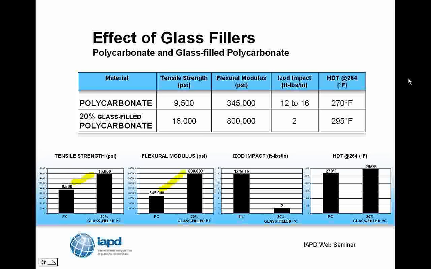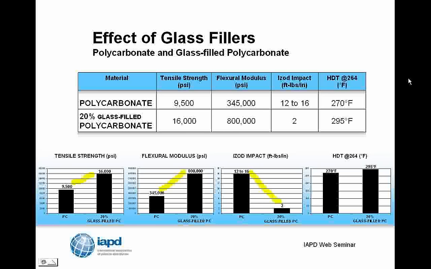Notched Izod impact strength, I have a different story. The polycarbonate with a notched Izod of 12 to 16 is quite a bit tougher than the glass filled, which goes down to 2. Now I want to step back here and say that glass filling has kind of an odd effect on plastics. It makes the very tough ones a bit more brittle, and it makes some of the more brittle ones, like polyether imide, tougher. So I tend to see it as kind of a normalizing factor.